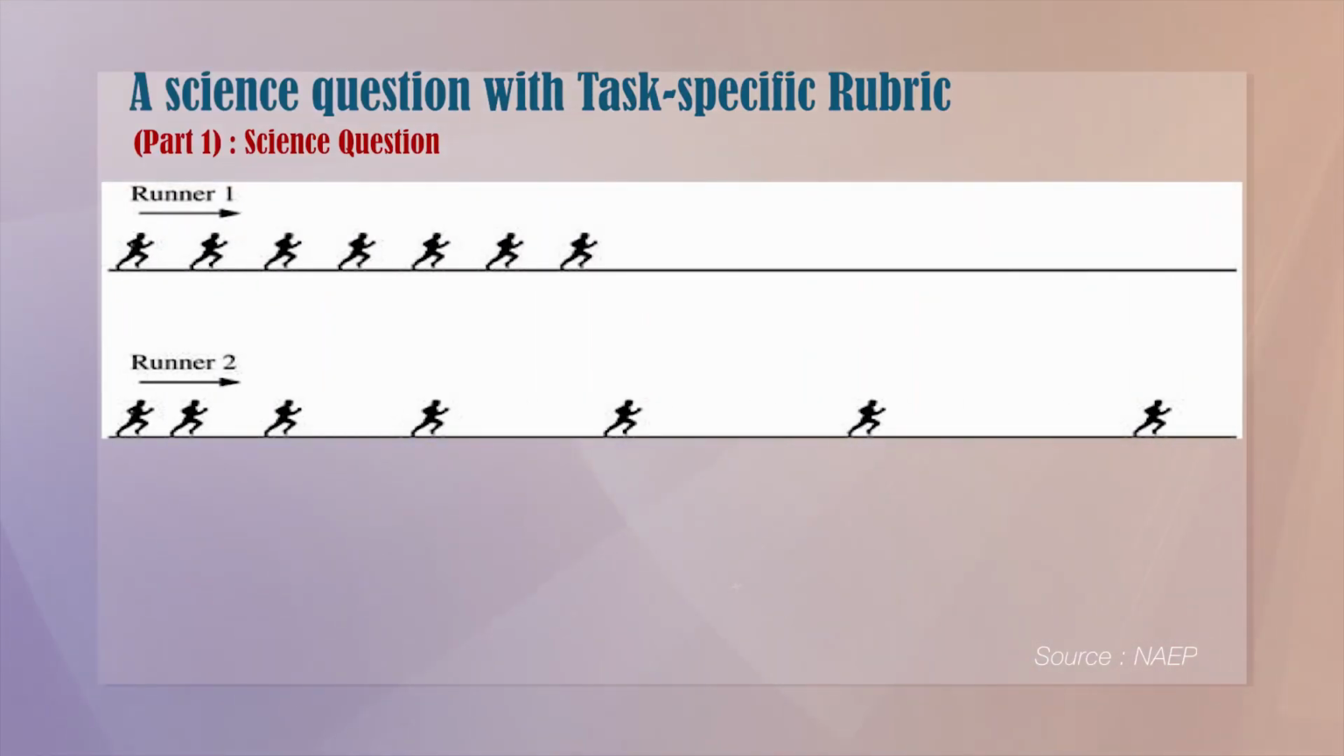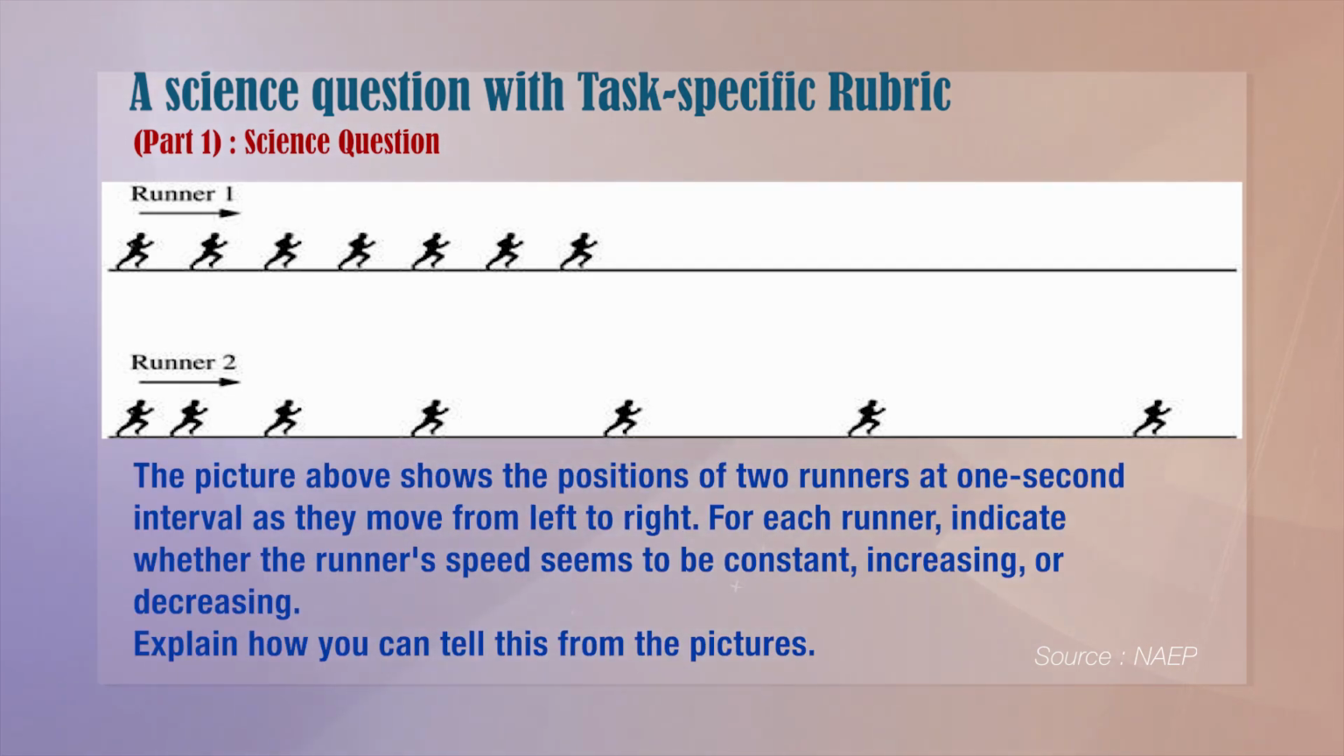Here you can see on the screen the physical science question designed to assess practical reasoning along with the task-specific rubric for scoring it. In this particular question, pictures of runner 1 and runner 2 are given, and the question states that the picture above shows the positions of two runners at 1 second interval as they move from left to right. For each runner, indicate whether the runner's speed seems to be constant, increasing or decreasing. Explain how you can tell this from the pictures.